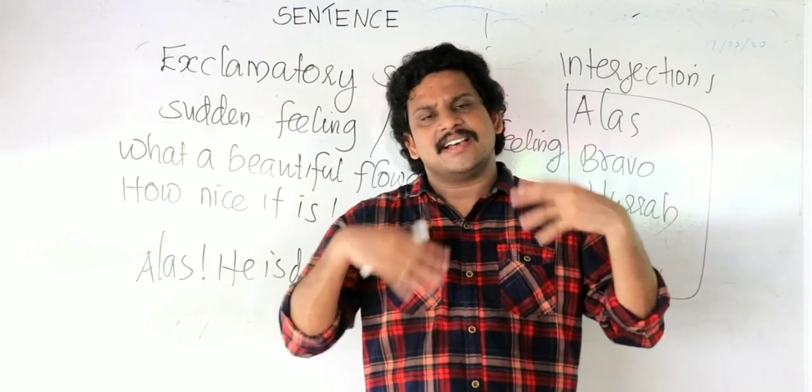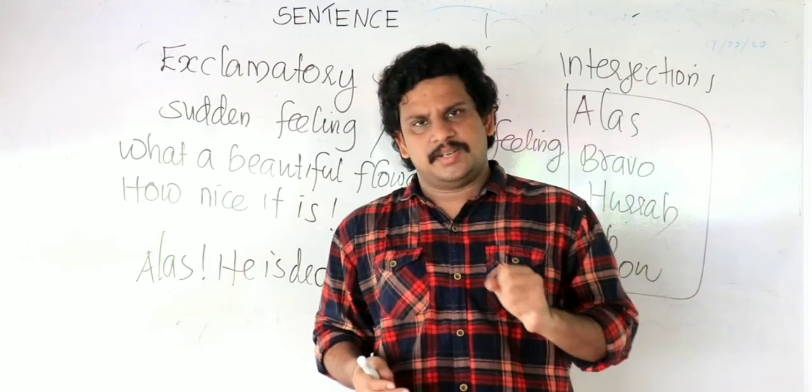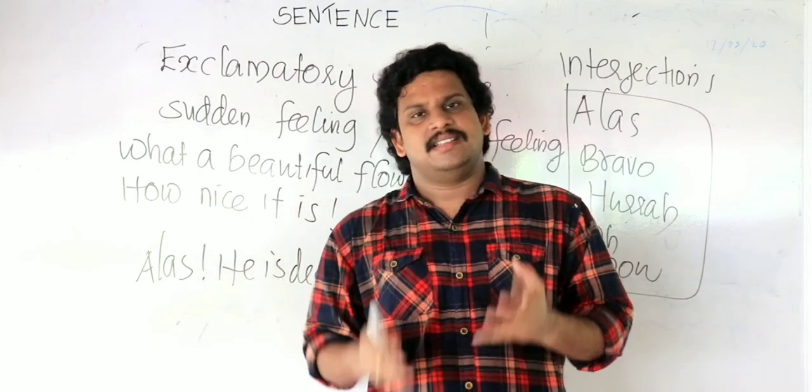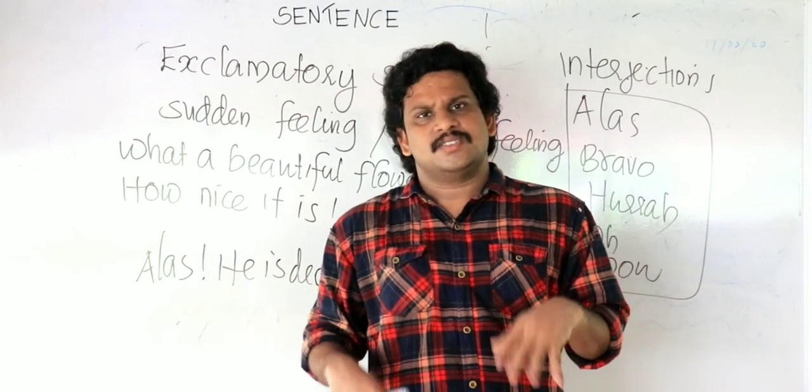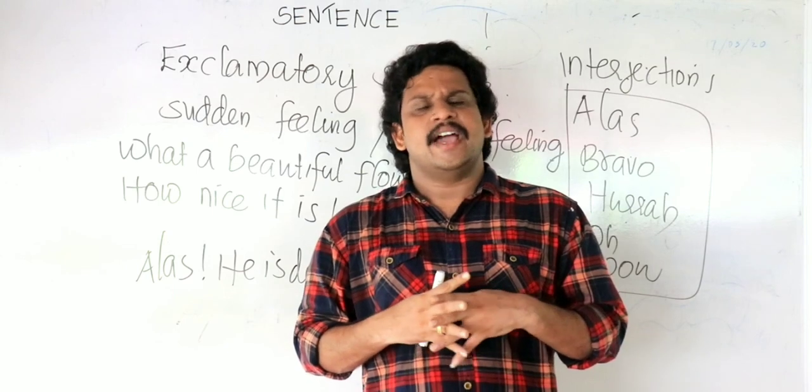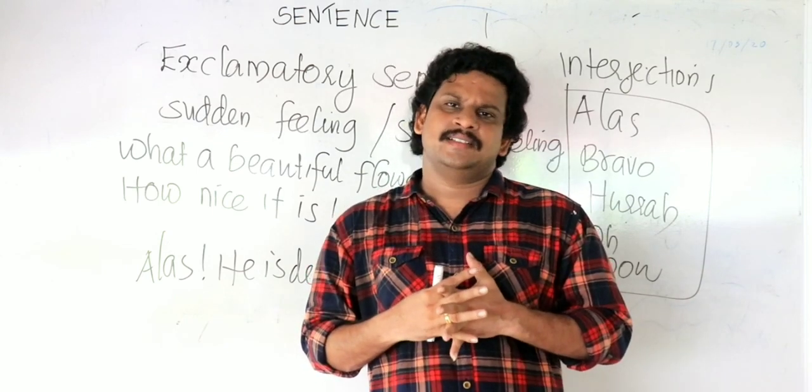Okay. When we are asking a question, where are you going? That is an interrogative sentence. I am going to the market. That is an assertive sentence. So in this way, you can learn these sentences. I hope you understood this.